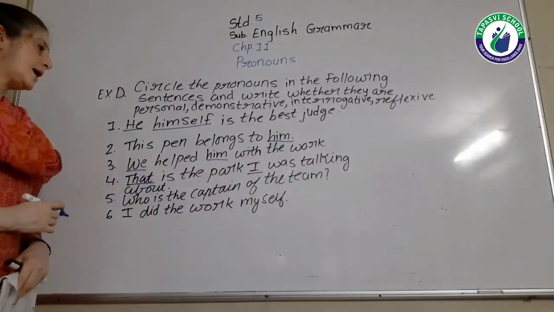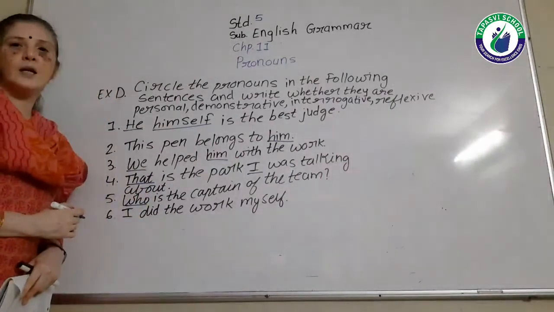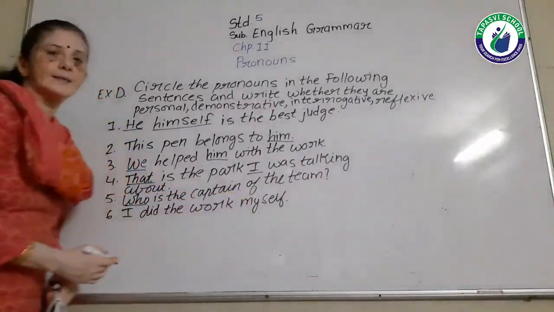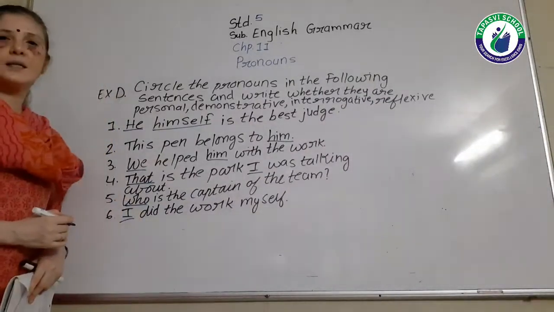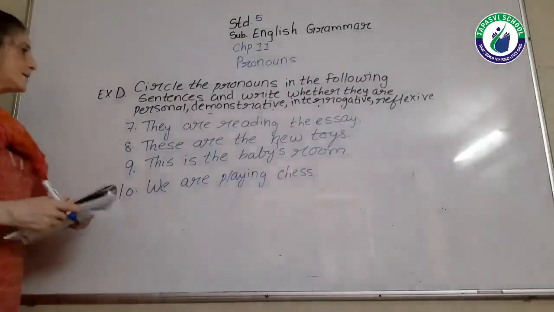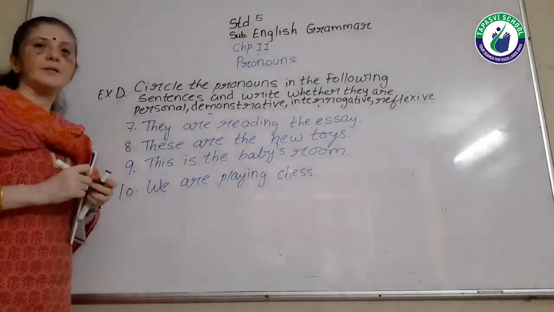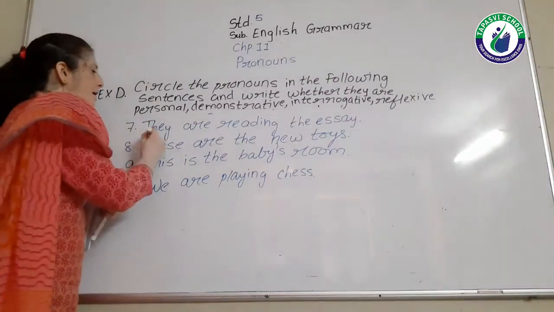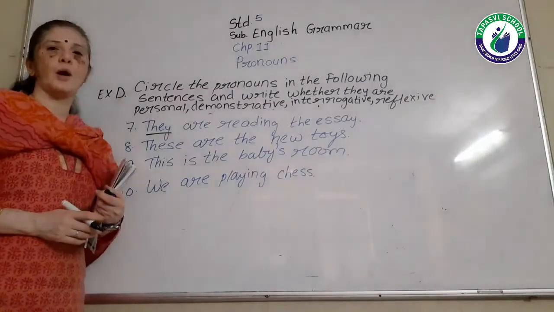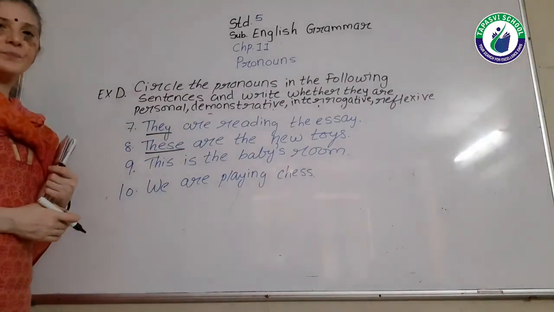Fifth one, who is the captain of the team? Here who is an interrogative pronoun. And sixth one, I did the work myself. I is a personal pronoun and myself is a reflexive pronoun. And seventh one, they are reading the essay. Here they is a personal pronoun. Eighth one, these are the new toys. Here these is a demonstrative pronoun.